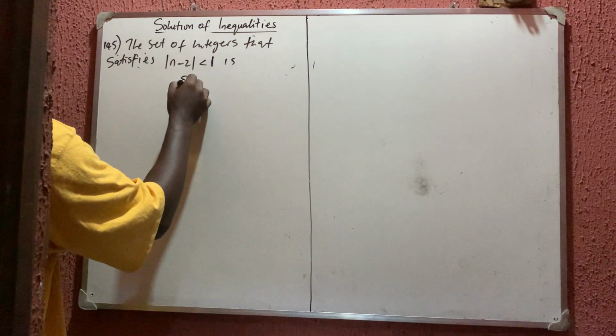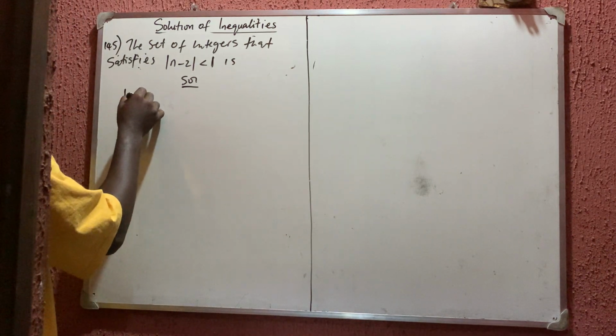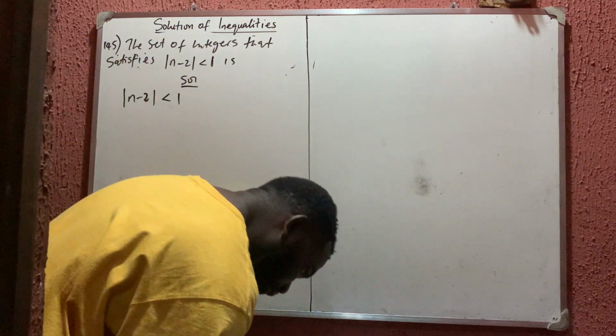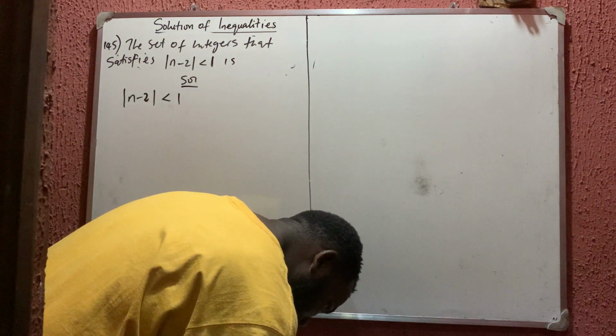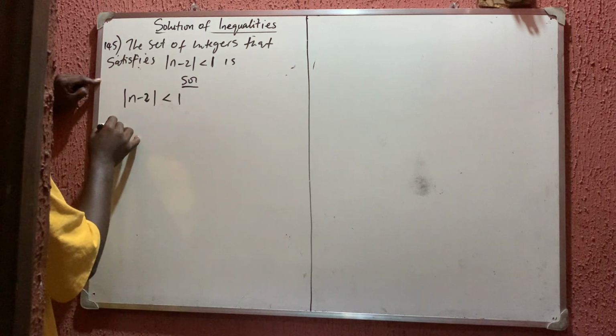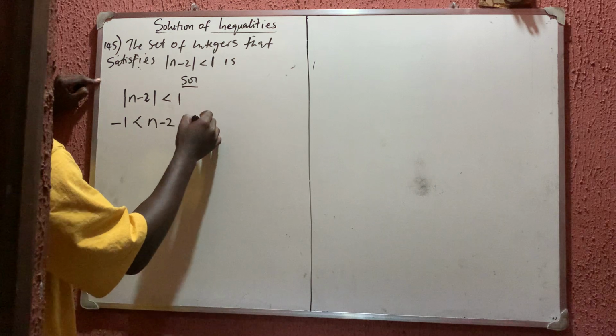Okay, solution. Now what do we do? Whenever you see absolute value, we have the absolute value of n minus 2 is less than 1. So what do you do? To remove the absolute value, put the negative of this. So I'm going to have minus 1 is less than n minus 2, which is less than 1.